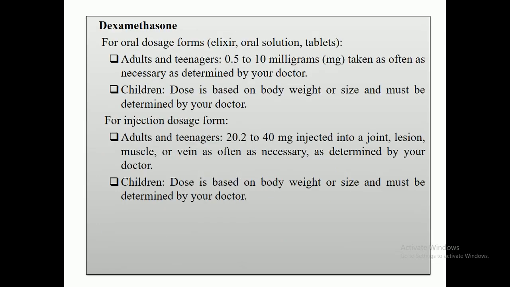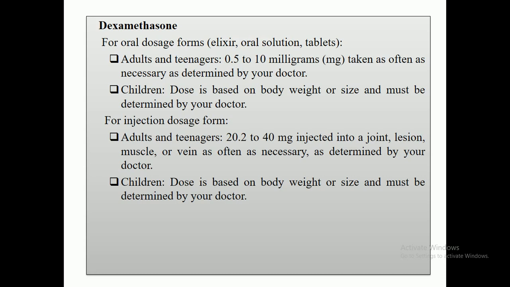Now coming to dexamethasone. Dexamethasone is another anti-inflammatory agent which belongs to the corticosteroids. For oral dosage form, they are available as elixirs, oral solution and tablet form. So they are available in different dosage forms. For adults and teenagers, it can be given at the dose of 0.5 to 10 milligram, taken as often as necessary, as determined by your doctors.